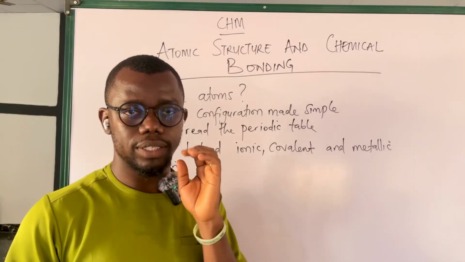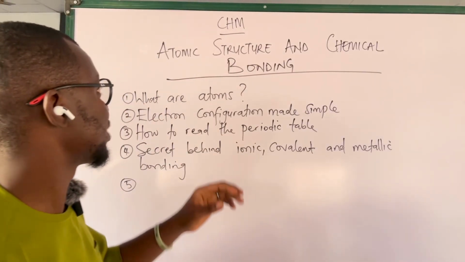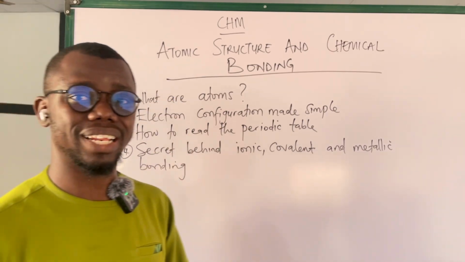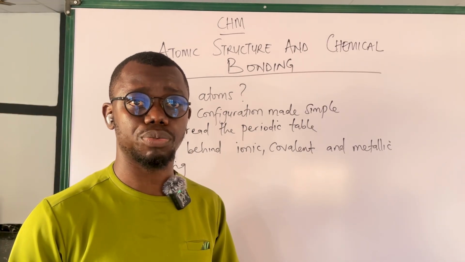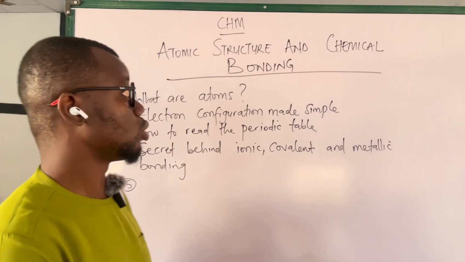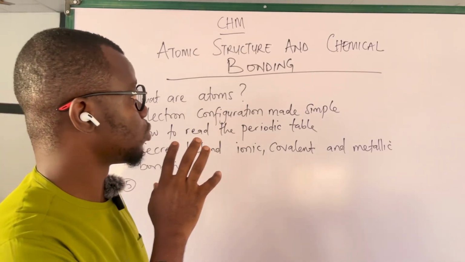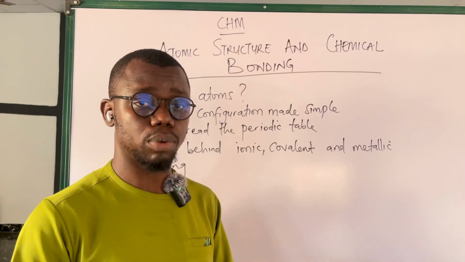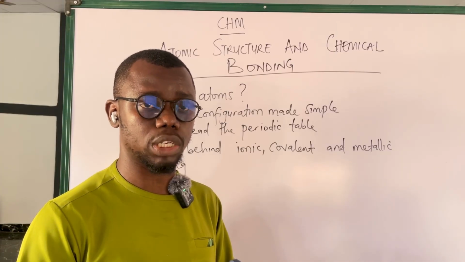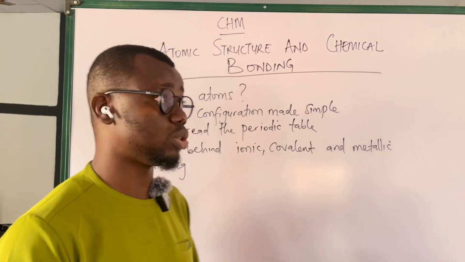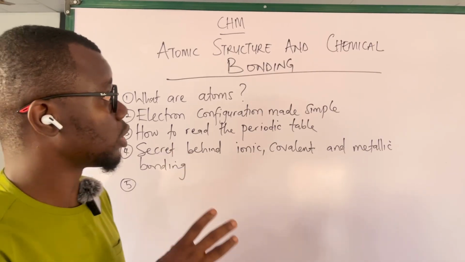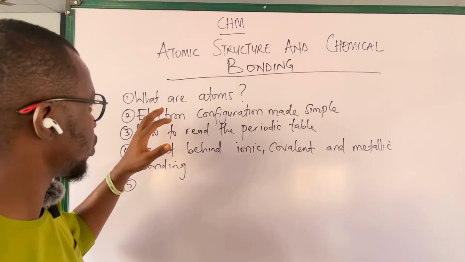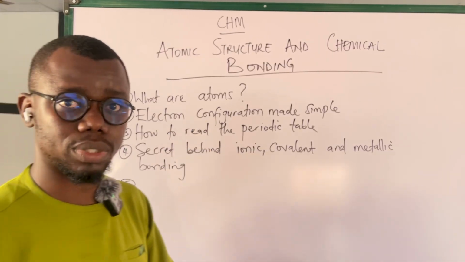So in today's topic, we are going to be talking about atomic structure and chemical bonding. We're going to be learning the atomic structure of an element, and we're also going to be looking at what chemical bonding is. This video might be divided into several different parts, but in this particular video, I will try as much as possible to delve into what atomic structure is and what the different things it pertains to are.